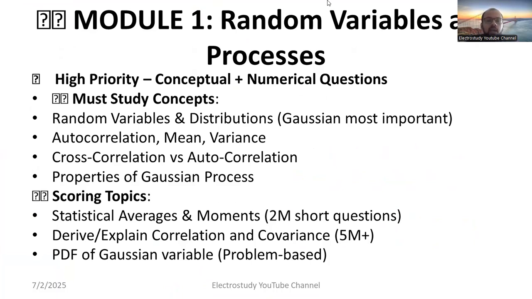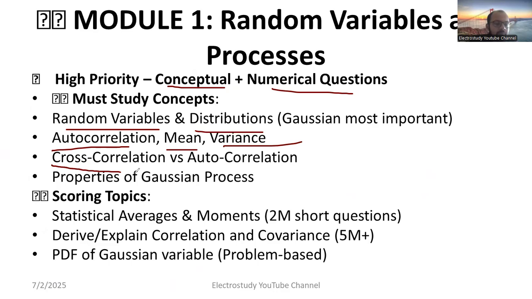The title is random variable process. Here you need to focus on conceptual questions as well as numerical questions. The following are the must-study concepts. You need to know what a random variable is, distributions, and the Gaussian distribution. You should have a good idea about probability. You need to know what correlation is, and the meaning of mean, variance, standard deviation, etc.